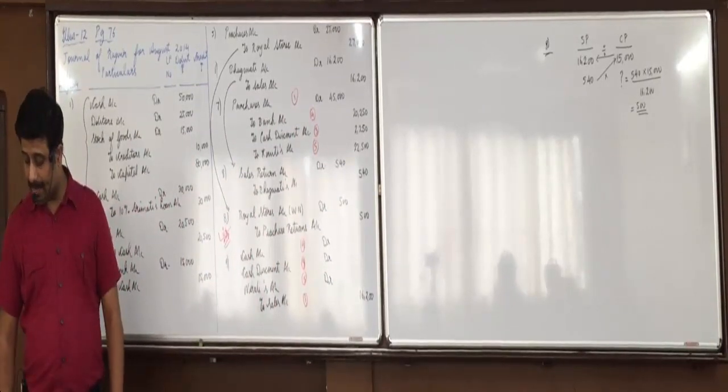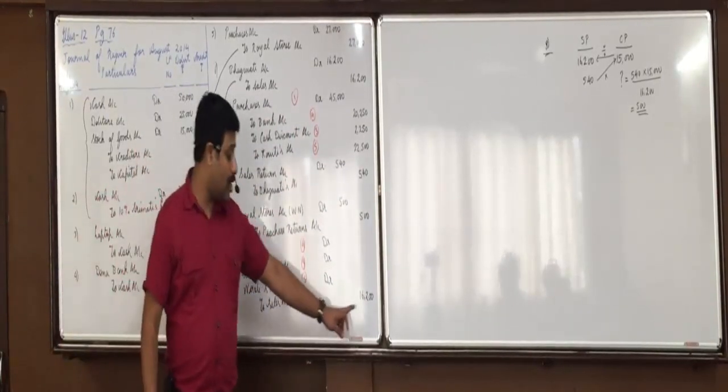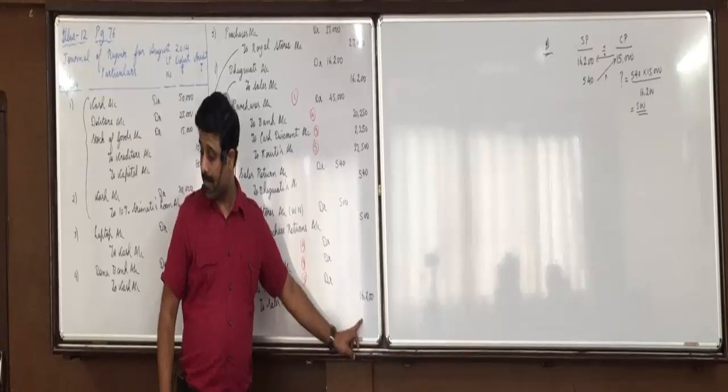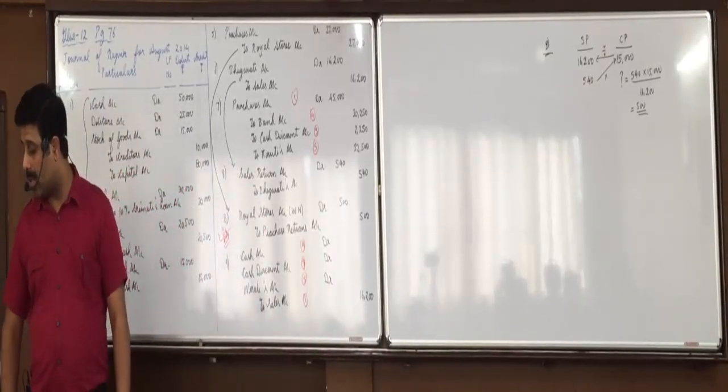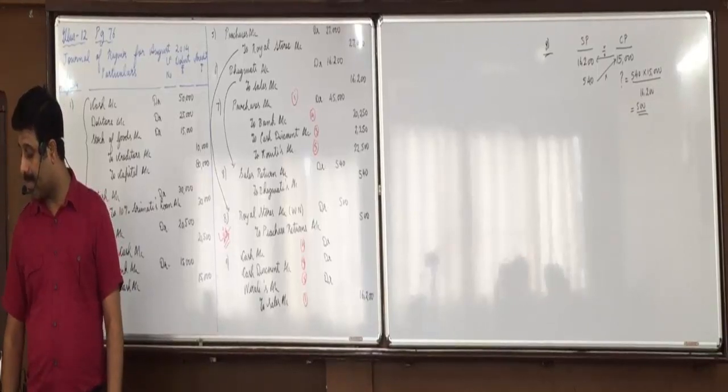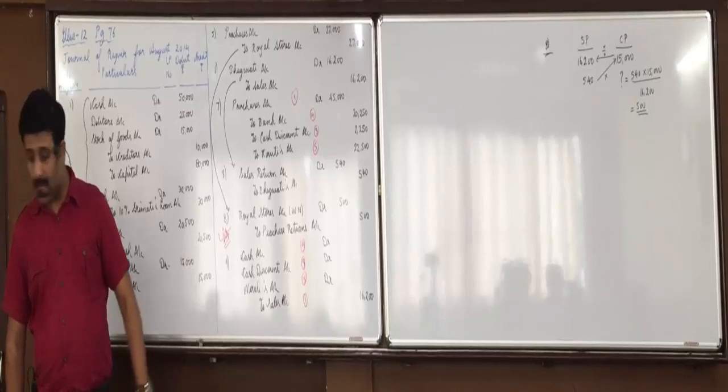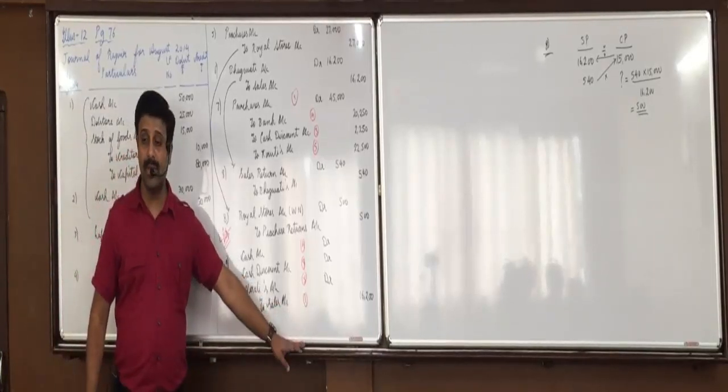Did you all get this? Raise your hand who did not get 16,200. 15,000 plus 20% profit minus 10% trade discount. Raise your hand who did not get 16,200.